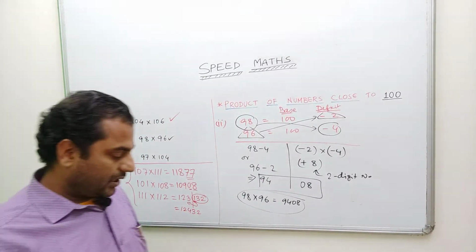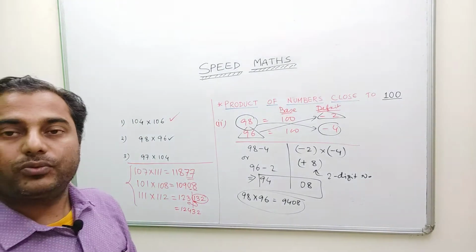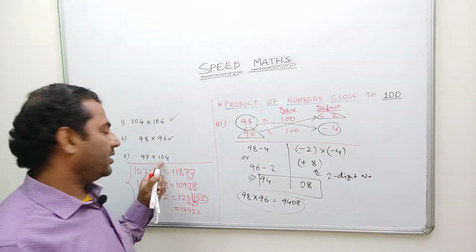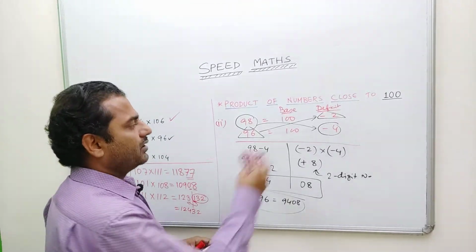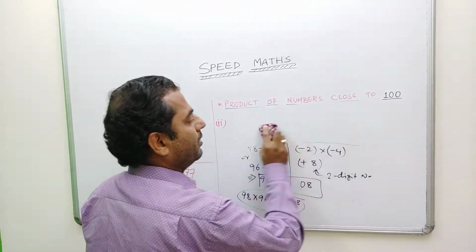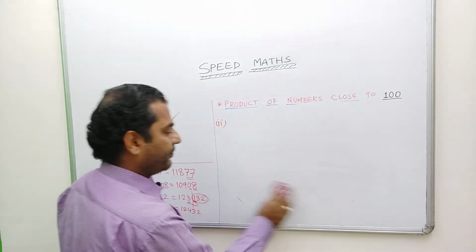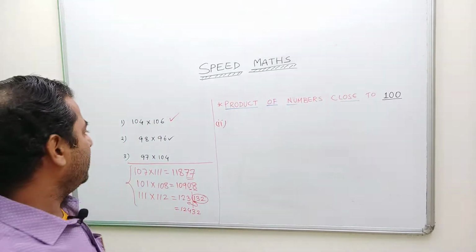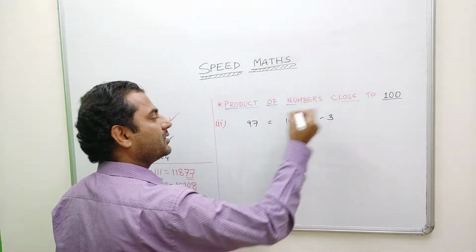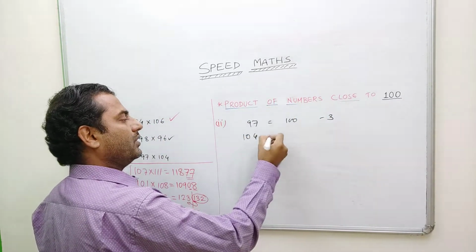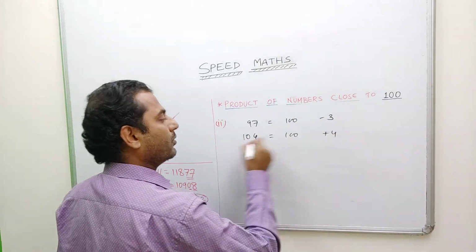Now moving on to the third case, which is really important because one of the numbers in this case is more than 100, the other number is less than 100. Now this becomes a little different from the previous two cases. The method is similar. The only difference is that 97 now can be written as 100 minus 3, and 104 will be written as 100 plus 4. Right.